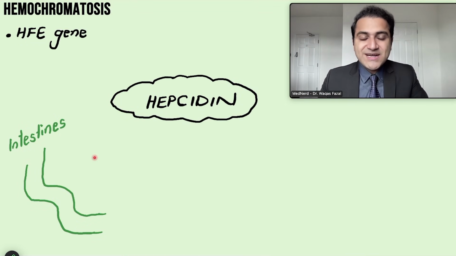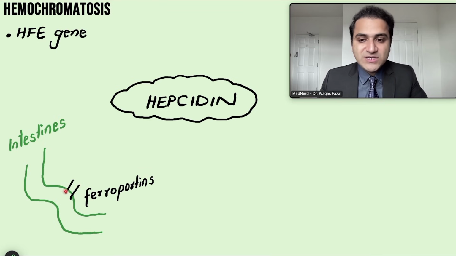Now, to understand hemochromatosis, you need to understand the role of hepcidin. Hepcidin is a hormone that is produced from the liver, and it regulates the amount of iron that is being absorbed from the intestines. In the intestines, there are channels called ferroportins that allow the absorption of iron from the intestine into the blood and the body.